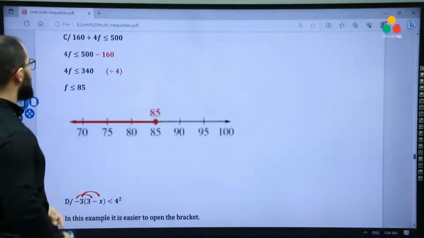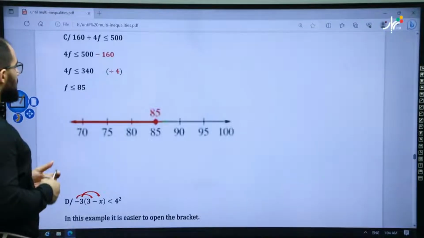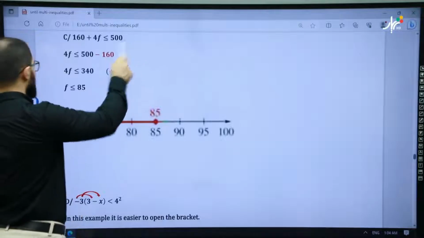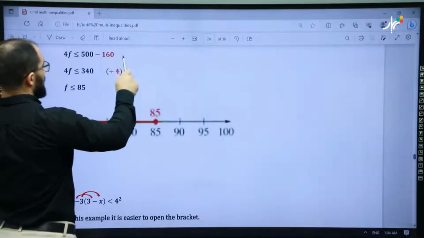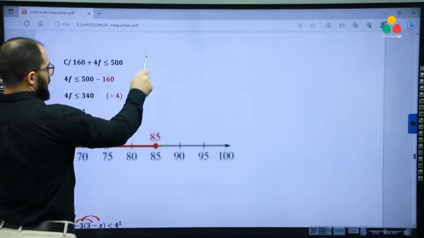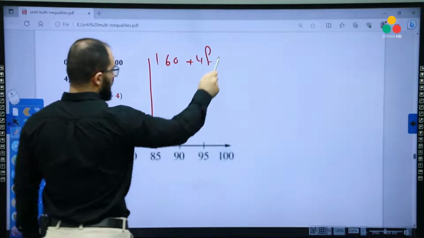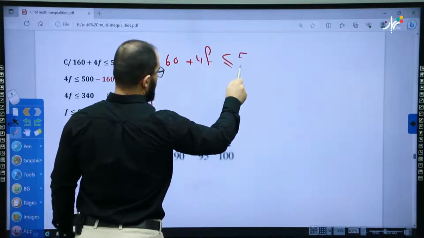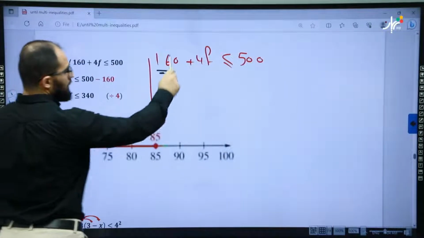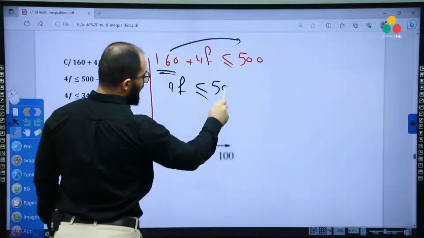This example comes from the book, it says 160 plus 4f less than or equal to 500. So in the first step, 160 plus 4f less than or equal to 500. So move 160 to the other side. So 4f less than or equal to 500.